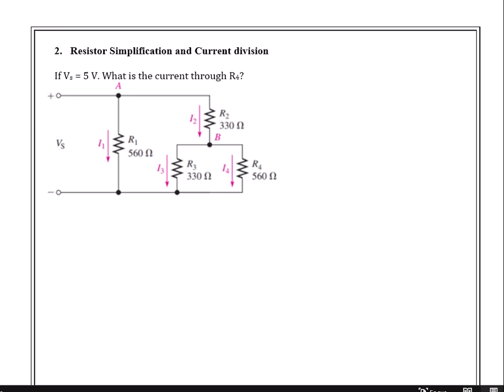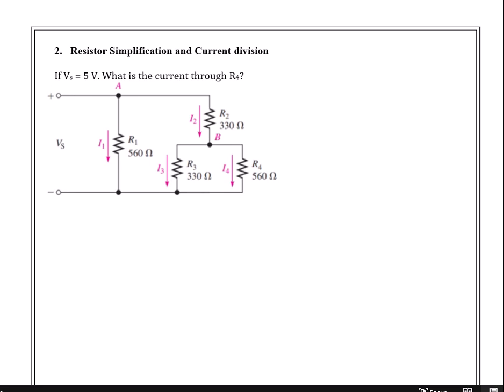We are supposed to find the current through R4. So when you have a problem like this, where you've got all kinds of resistors all over the place, the way you have to approach this is you have to start by simplifying everything down to get the main current, and then breaking it back out again to figure out what part is going through what.